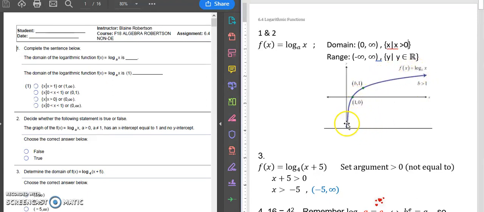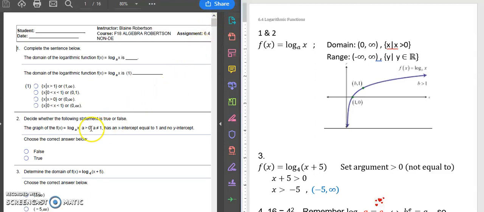You remember that logs are the inverse of exponential functions. So the domain this time will go from 0 to infinity. We see that it has this vertical asymptote at the y-axis, so it's going from 0 and going out towards positive infinity. Likewise, the range is going from negative infinity to positive infinity. So our answer choice for number 1 is x is greater than 0, or in interval notation, from 0 to positive infinity.